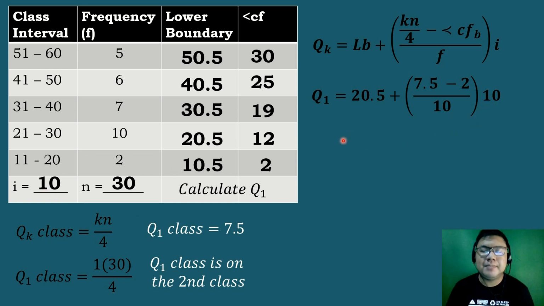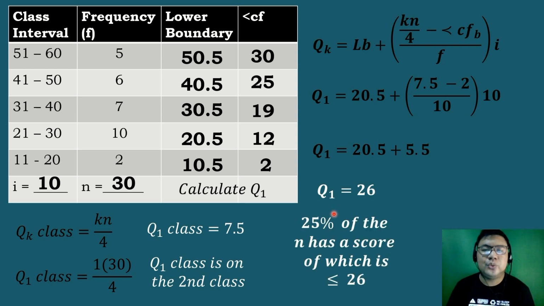And then after that, we will be simplifying. Bring down quartile sub 1 is equal to, bring down 20.5 plus 7.5 minus 2 is equal to 5.5, divided by 10, and then multiply the answer by 10, that is equal to 5.5. And then adding these two numbers is equal to 26. So the value of quartile sub 1 is equal to 26. If we try to interpret this, 25% of the total number of frequency has a score which is less than or equal to 26.